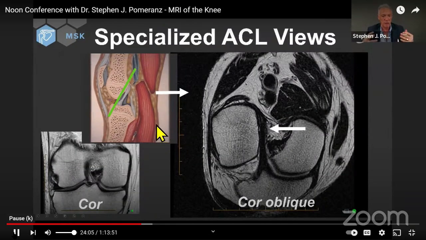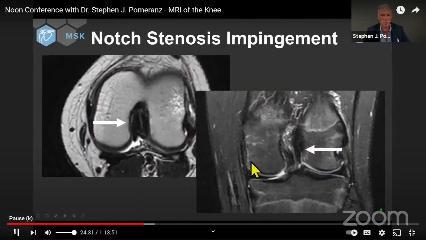Now, sometimes when there is a complex injury with a hemarthrosis and a fracture and varus or valgus, the ACL is concealed. It's hidden. It's bathed in fluid and blood. And you may have to resort to specialized ACL views, which you acquire like this, off the sagittal projection, tangent to the anterior cruciate ligament. And there we have its origin from the inner lateral femoral condylar wall inserting on the tibia and tibial spines.